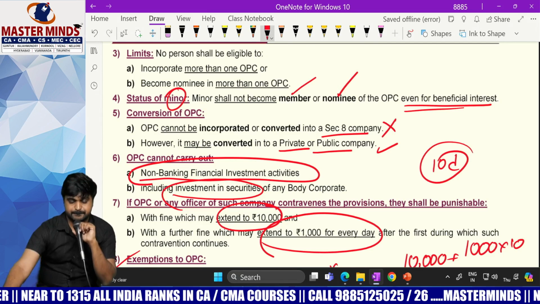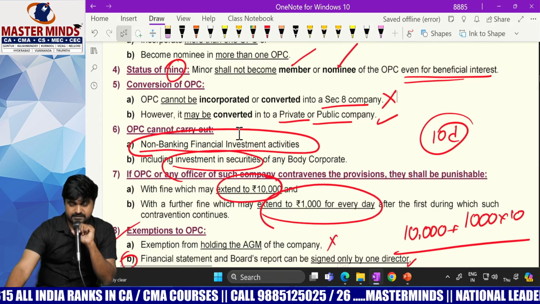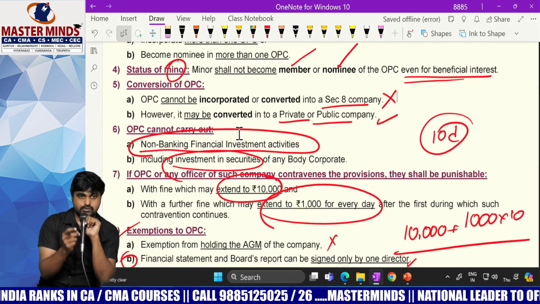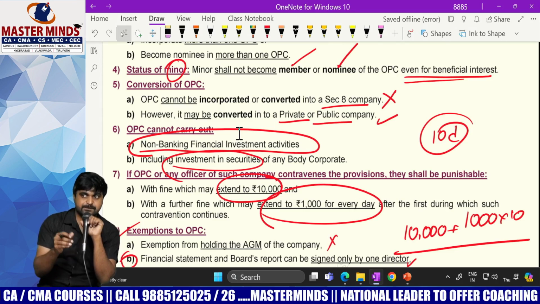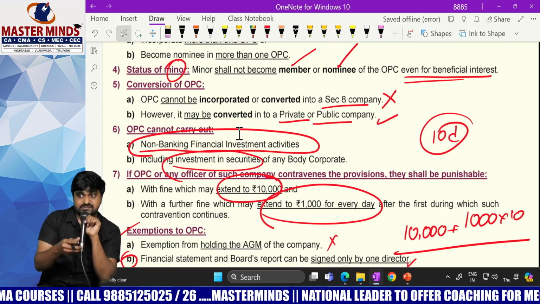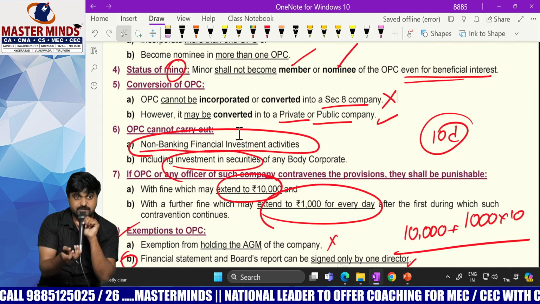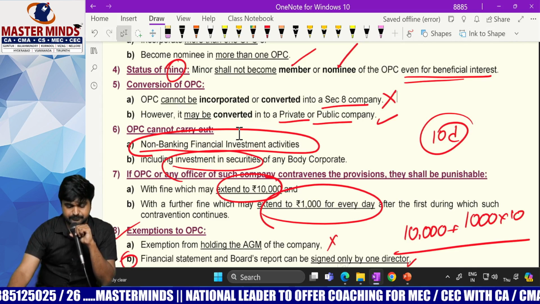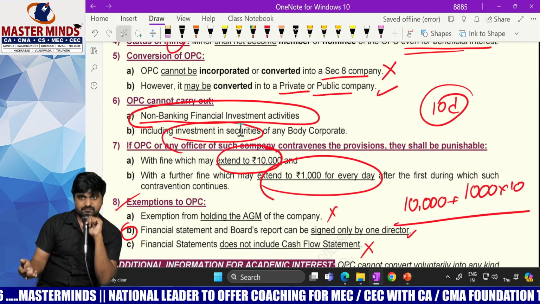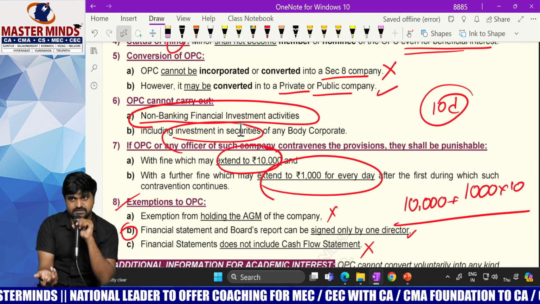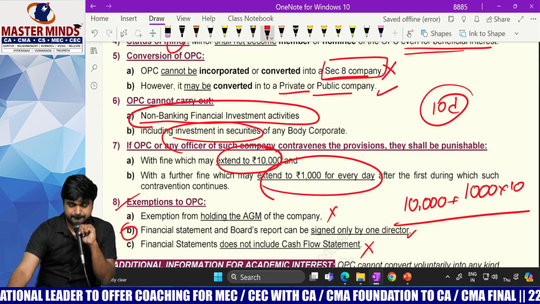Conversion of OPC. OPC cannot be incorporated or converted into a Section 8 company. In case of Section 8 company, there are only two categories: Section 8 company which is a private company, and Section 8 company which is a public company. What about a Section 8 company which is an OPC? No, it is not possible because OPC cannot carry on charitable activities. However, it may be converted into a private or public company. For a normal private company or normal public company, it may get converted. There is no problem, but the problem lies with Section 8 company.